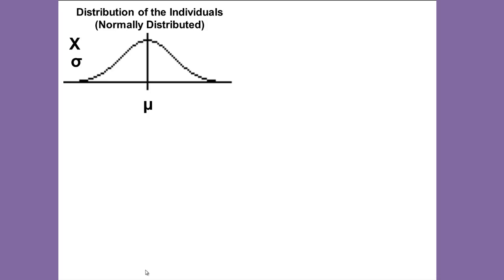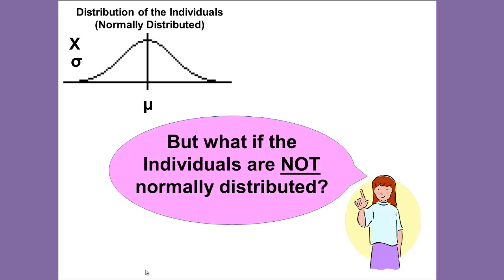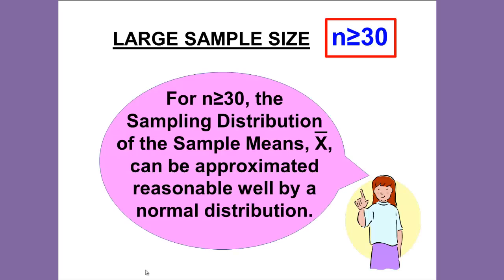So if we have a normal distribution for individuals, we're good to go. But what if the individuals are not normally distributed? Then we need a large sample size. And what do we consider a large sample? Well, this would be n greater than or equal to 30. For n greater than or equal to 30, the sampling distribution of the sample means, or x bar, can be approximated reasonably well by a normal distribution. In other words, anything larger than 30, and we're pretty much going to be close enough to a normal distribution for anything that we're doing in this course.